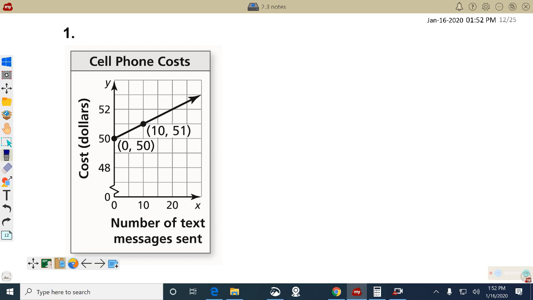So I have cost in dollars as my vertical axis, and the number of texts as my horizontal axis. This is some type of cell phone cost for some type of company. I'll give you about a minute to draw this. Go ahead. The mission is find the rate.